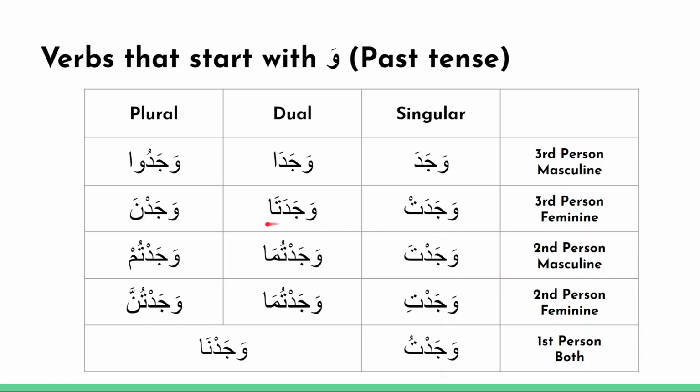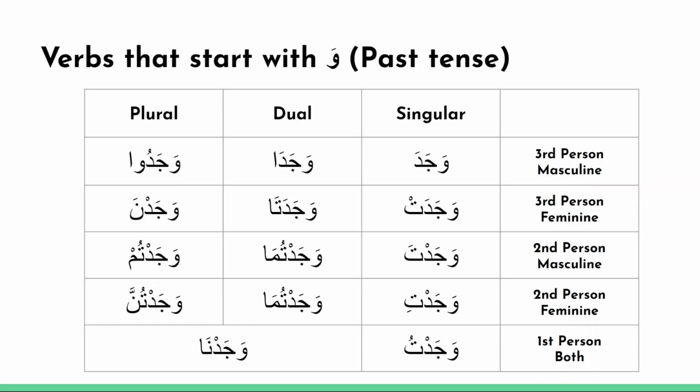Wajadat, wajadata, wajadna, wajadta, wajadtuma, wajadtum, wajadti, wajadtuma, wajadtunna, wajadtu, wajadna. Alright, so you see that this is the past tense table, and it should be very familiar to you from the past tense table that you've memorized for regular verbs. Think about something like kataba. It has pretty much exactly the same table. Kataba, kataba, katabu.